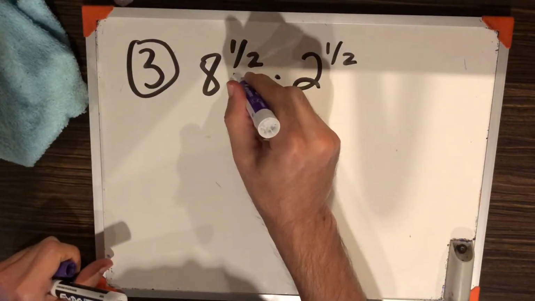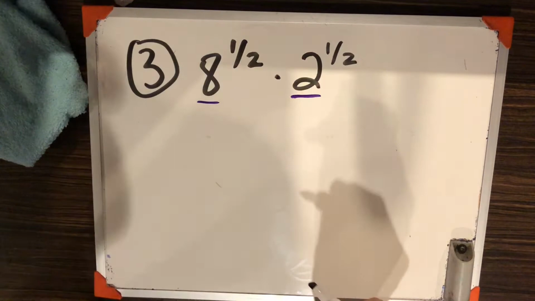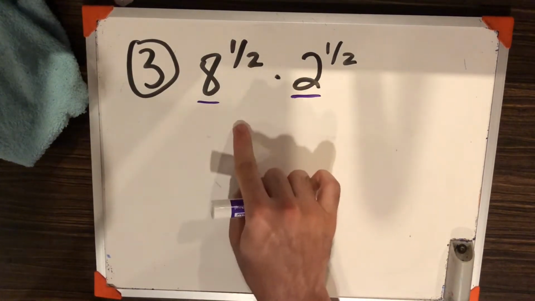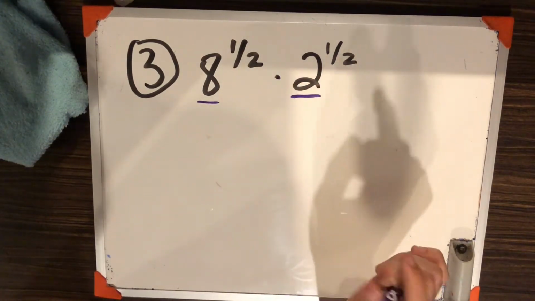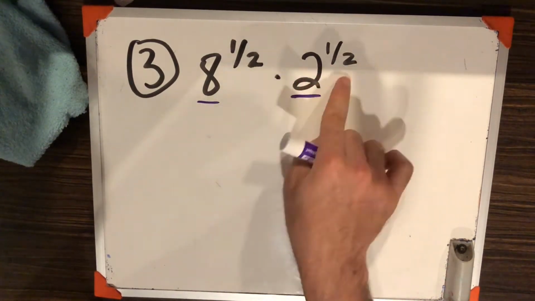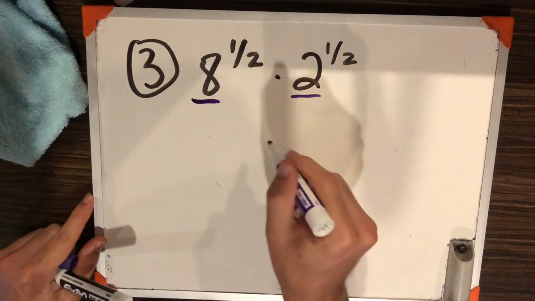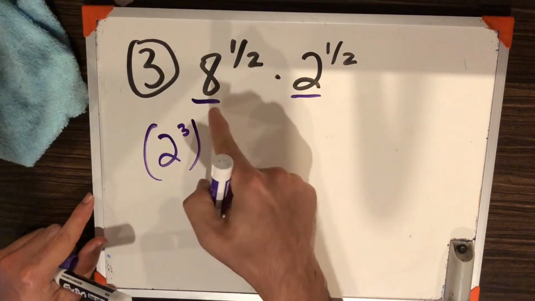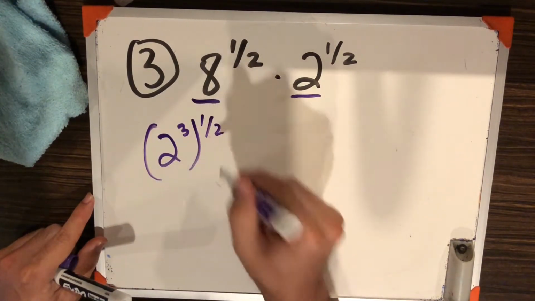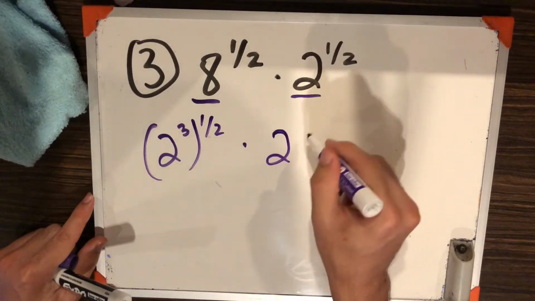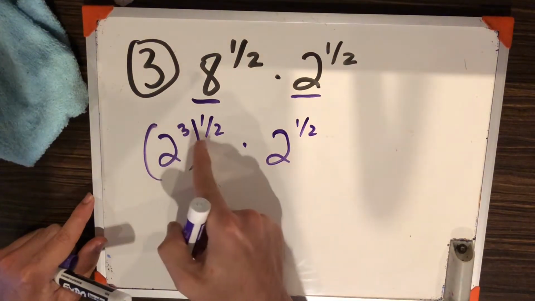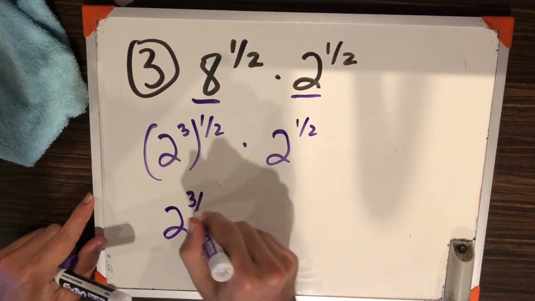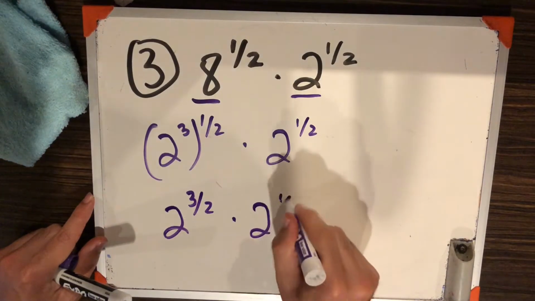In number 3, yes, we have different bases. Actually, we can end up changing the base here. That's one way to do it, but we also have the same exponent. Now, if you didn't recognize that they have the same exponent, what you could do is make this a base of 2. So 2 to the third power is the same thing as 8. Again, base of 2 to the 1/2 power. 3 times 1/2 is 3 over 2. So 2 to the 3/2 power times 2 to the 1/2 power.